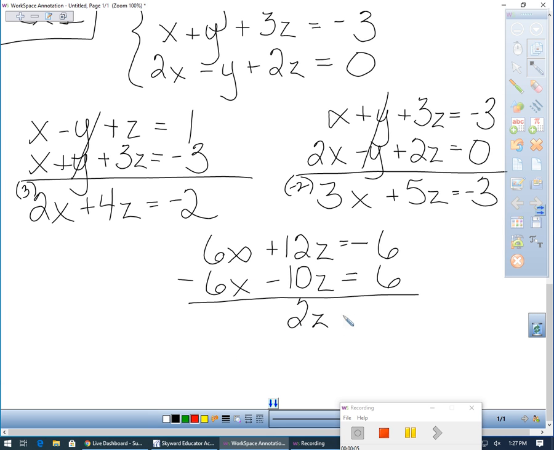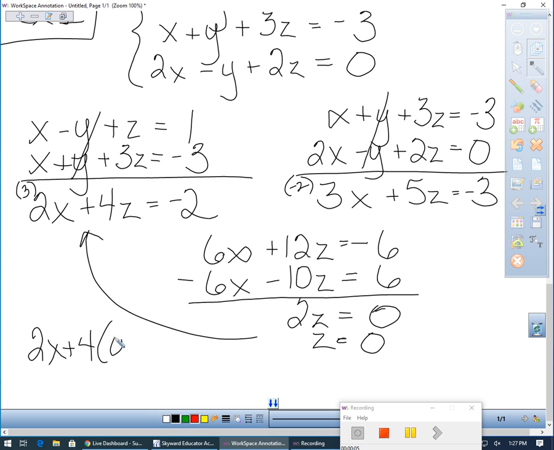All right, 2z equals 0. So then what does z equal? Okay. Now we said to take that result and put it back into one of the two we got from our answers, right? So which one do you want to plug it into? You want to plug it into this one? All right, so I plug it in, I get 2x plus 4 times 0 equals negative 2. 2x equals negative 2, so x equals, good.